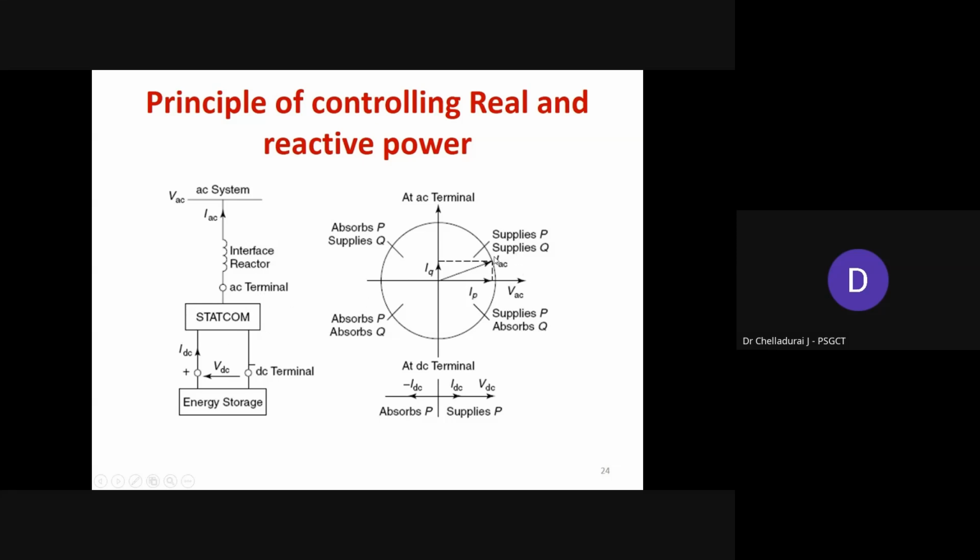So here in the first quadrant, P and Q both are supplying power. In the second quadrant, P and Q, then in the third quadrant, P absorbs and Q absorbs. In the fourth quadrant, P supplies and Q absorbs.